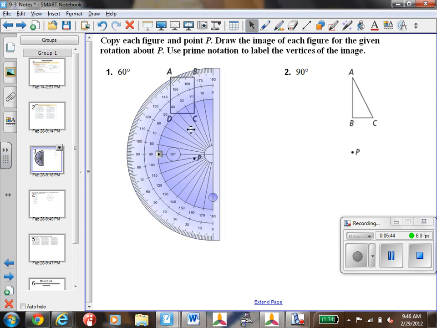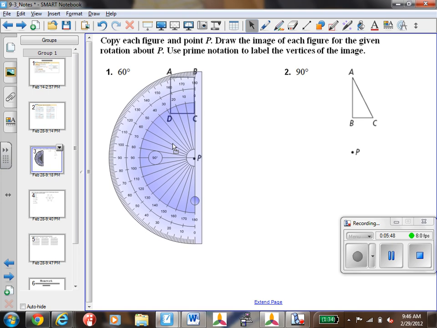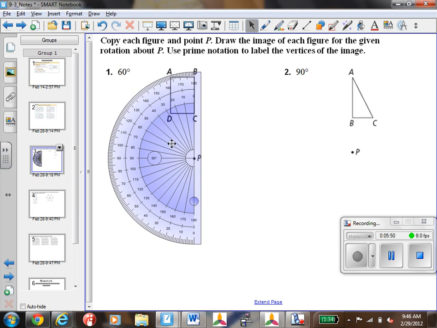Let's see. So we'll take the protractor and we'll put it on P, and you can see that they're lined up. And then what we need to do is move the angle 60 degrees. So right now I'm going to be changing where C's location is. So I can take this and move it to 60 degrees.